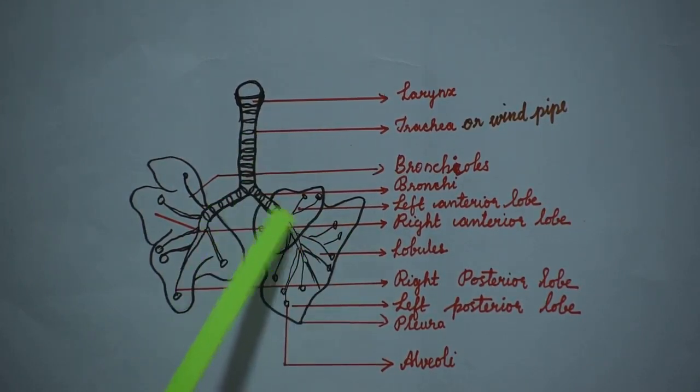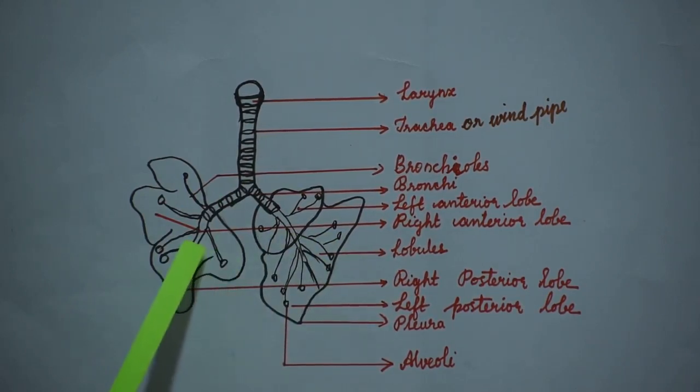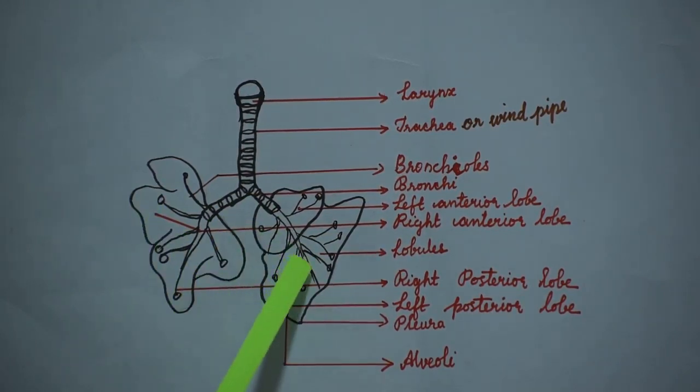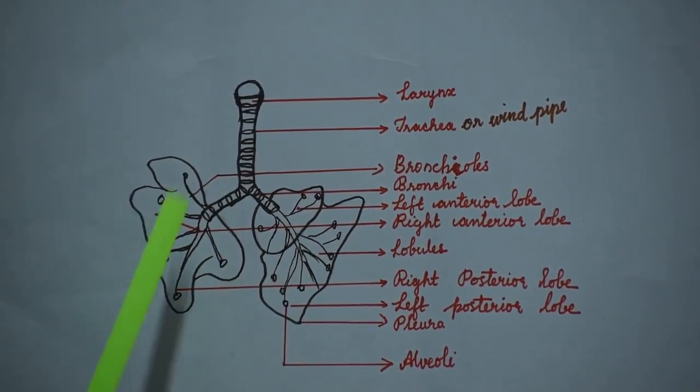2 events take place in the respiratory system. They are inspiration and expiration. Inspiration means breathing in and expiration means breathing out. Inspiration is an active process and expiration is a passive process.